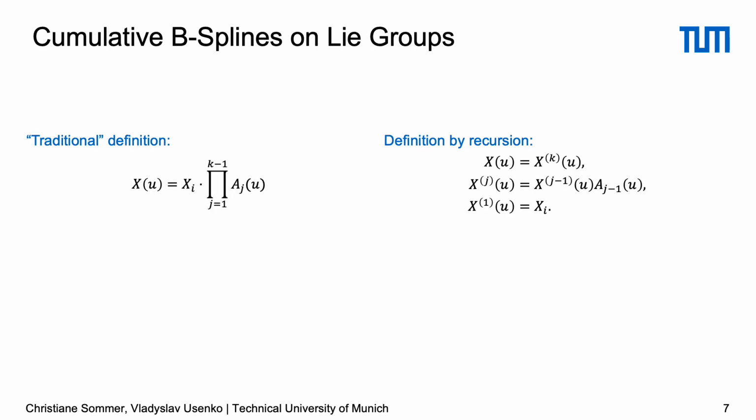Taking this definition of Lie group cumulative B-splines, we see easily that x of u can equivalently be defined by a recurrence relation. This is the core idea of our work, so let's see what happens if we take time derivatives in the two formulations.